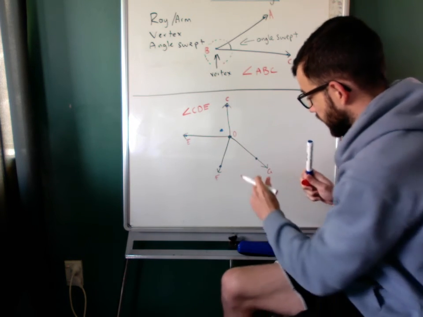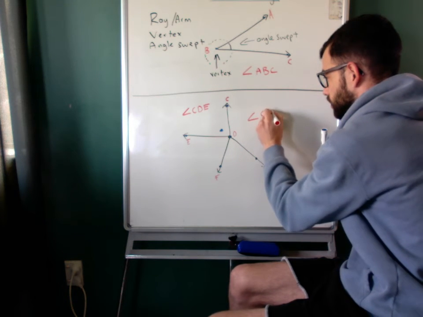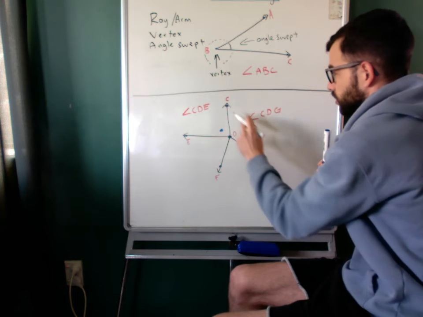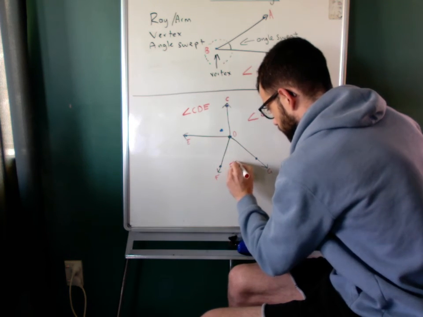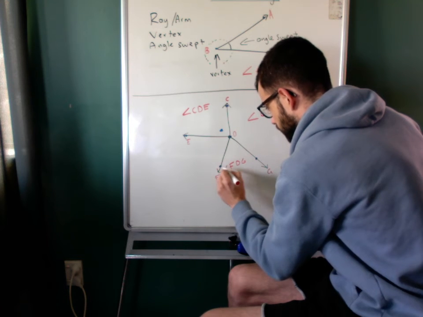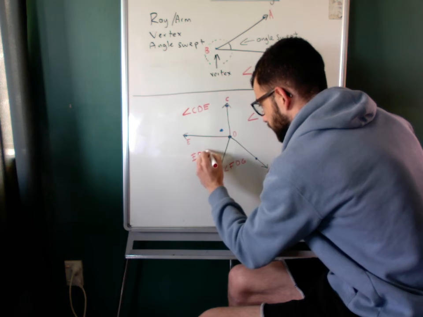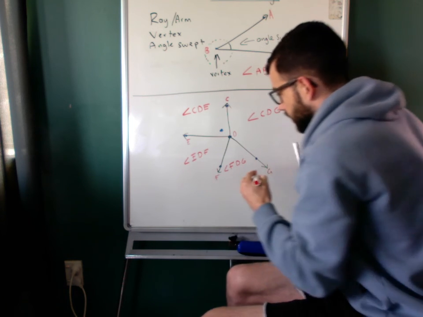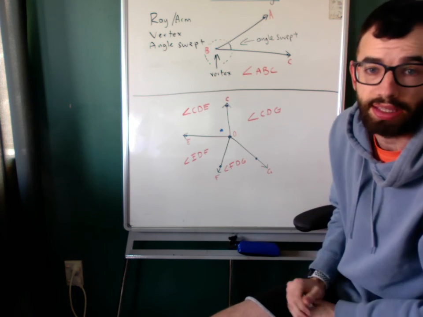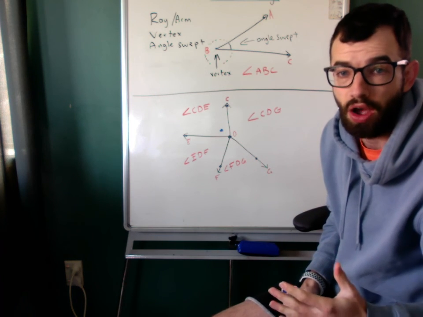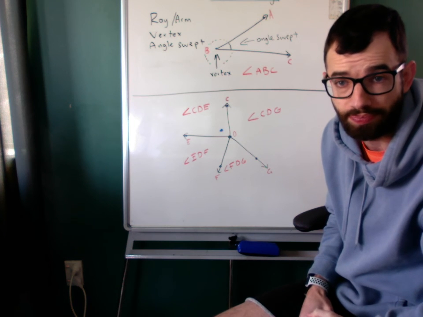Just the same, here would be angle CDG. Here would be FDG. And here would be EDF. Now as you can see, we haven't gone fully alphabetical because the D's in the middle. The reason the D stays in the middle is it reminds us of the fact that that is where the angle has turned. That is where we've changed the direction of the line.